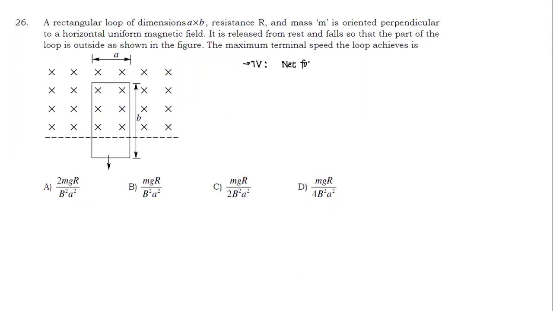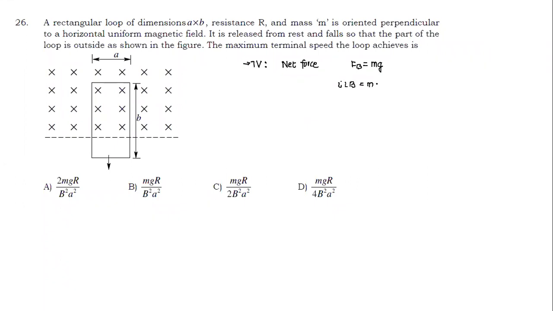If net force is 0, what are the forces acting? Then I need to identify them. How many forces are acting? 2 forces are acting here. Which are the 2 forces? There is a magnetic force and a gravitational force. The FB has to be equal to mg. Now, what is FB equal to? FB is equal to ILB.